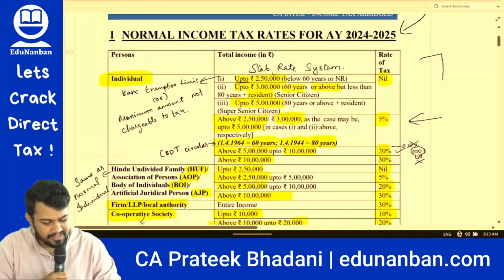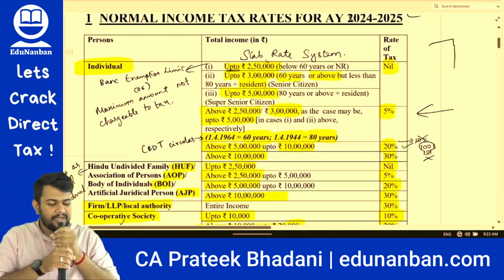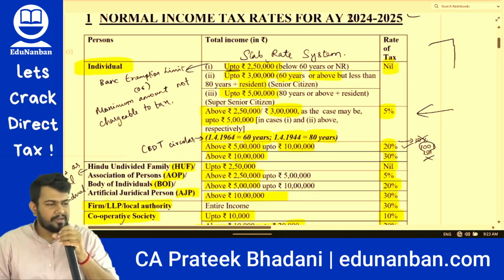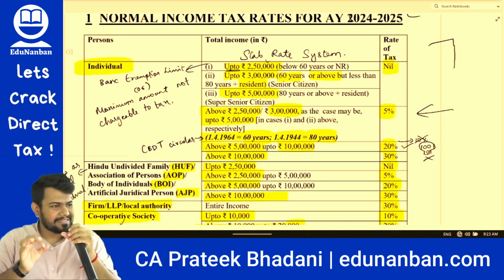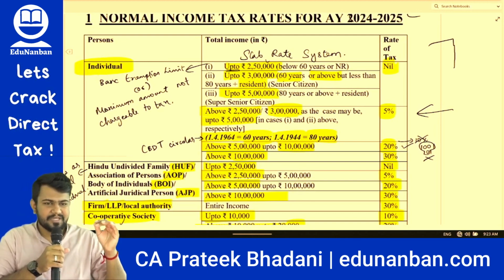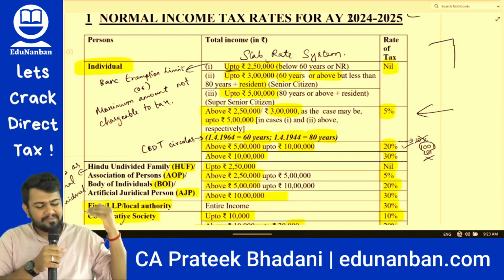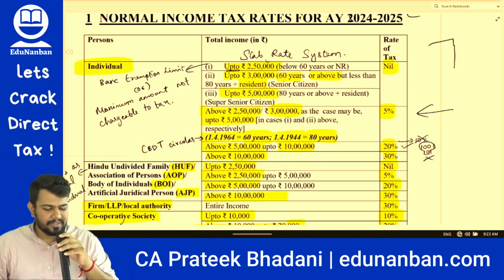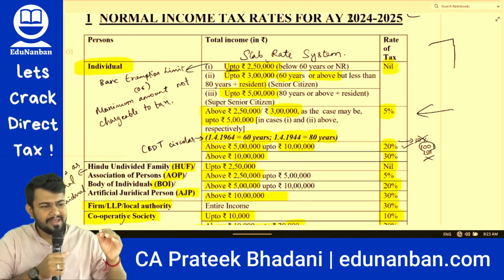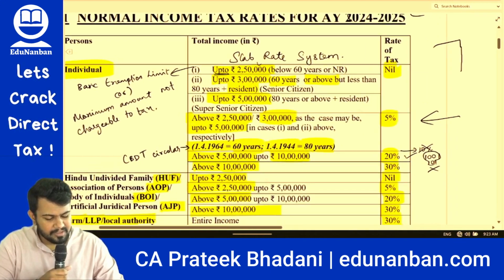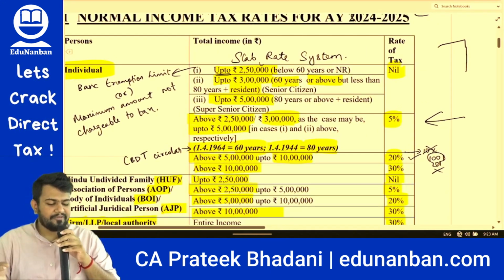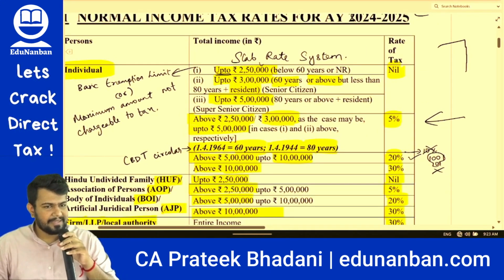First, let us start with individual. For an individual, up to 2,50,000, no need to pay the tax. This 2,50,000 is hence called basic exemption limit or the maximum amount not chargeable to tax. So up to 2,50,000, no need to pay a tax.